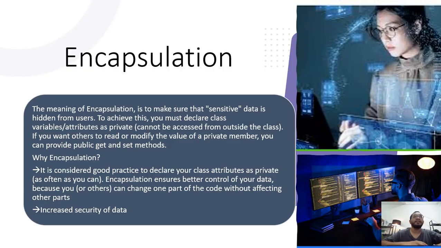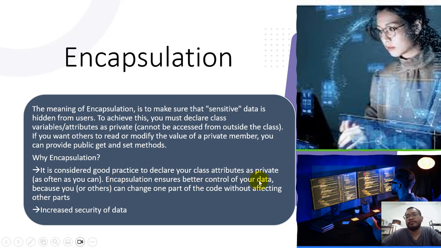Encapsulation. Another thing that you should know in object-oriented programming is encapsulation. It is a method to ensure that sensitive data is hidden from users. To achieve this, you must declare class variables as private, and they cannot be accessed from outside of the class. If you want others to read or modify the value of a private member, you can provide public get and set methods. So why do we use encapsulation? Because it's good practice to declare your class attributes as private. Encapsulation ensures better control of your data.